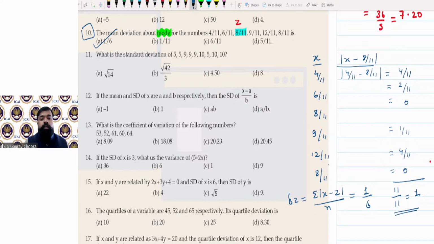Now it's time for your revision. You can revise all these topics which we have done today. You can try all these questions once again. And then we will be meeting in our next session, which is on 31st of January.